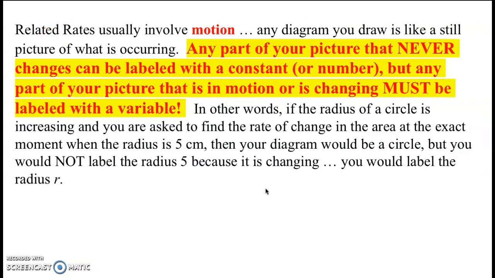Related rates usually involve motion, and any diagram you draw is like a still picture of what is occurring. Any part of your picture that never changes can be labeled with a constant or a number, but any part of a picture that is in motion or is changing must be labeled with a variable. In other words, if the radius of a circle is increasing and you're asked to find the rate of change in the area at the exact moment when the radius is 5 centimeters, then your diagram would be a circle, of course, but you would not label the radius 5 because the radius is changing. You would label the radius with a variable r.